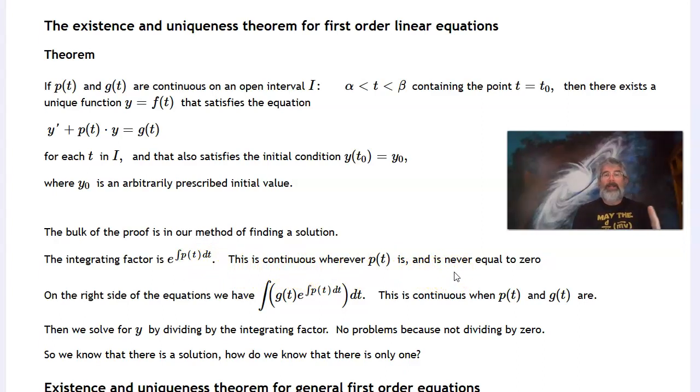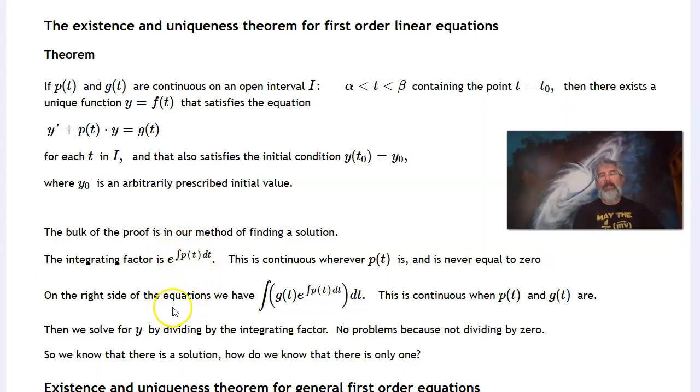And more so, that integrating factor is never equal to 0. Because no matter what this function p of t is, when you integrate it, you get some other function. But e raised to any power, positive, negative, or 0, will be a positive number. E to a power is positive. So this is never 0.